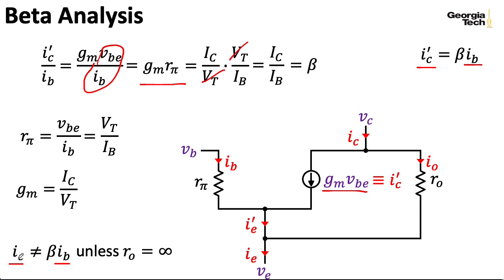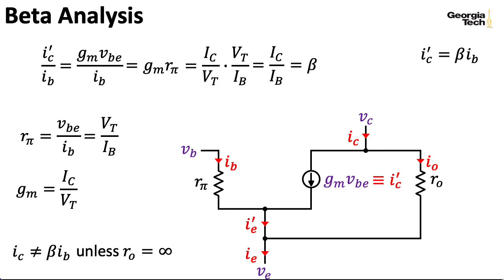Now, it does directly relate these quantities down here, these small signal quantities, if R naught is infinite, because then we can essentially take this out of the circuit and IC equals IC prime. So that's the hybrid pi model.